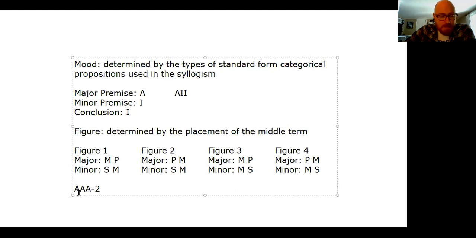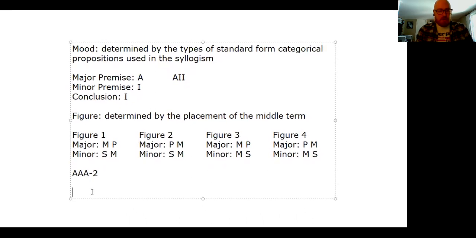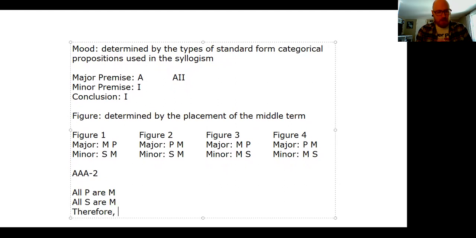That means that the major premise is an A statement, the minor premise is an A statement, and the conclusion is an A statement. If we wrote this out, since it's in figure 2, this would be: all P are M, all S are M, therefore all S are P. All P are M, all S are M, therefore all S are P.